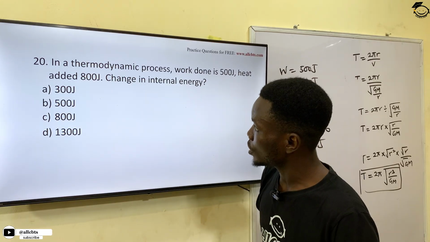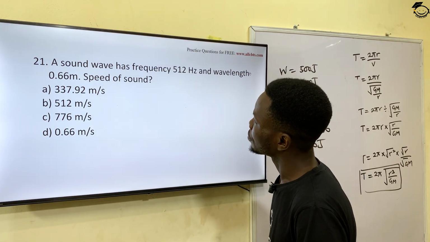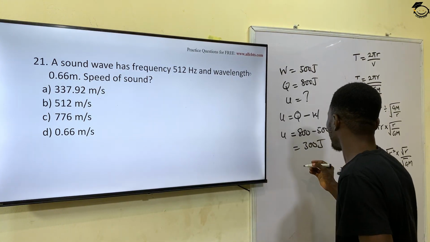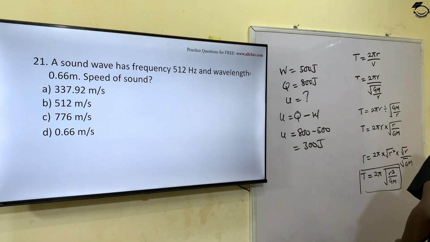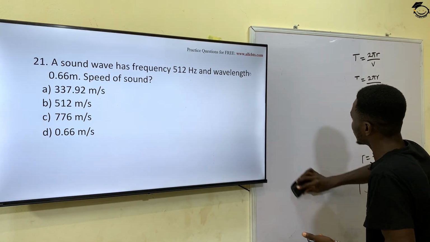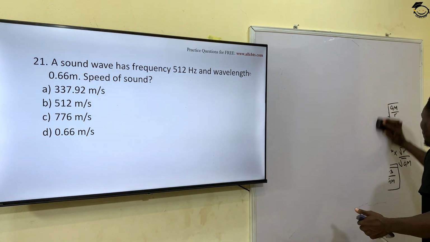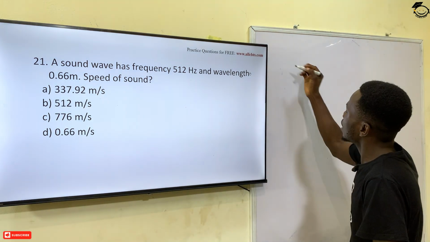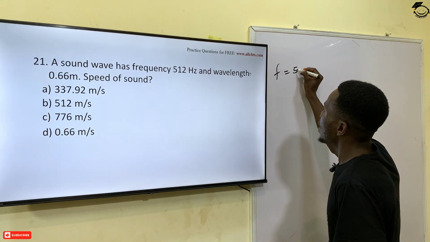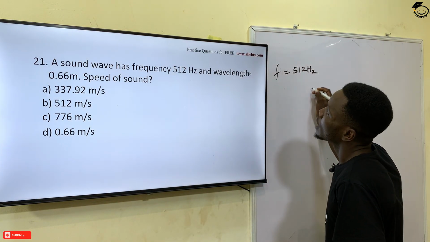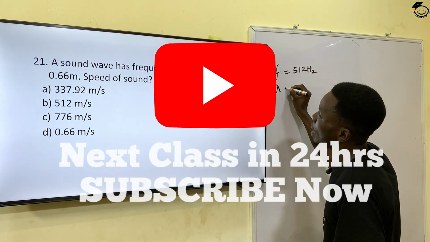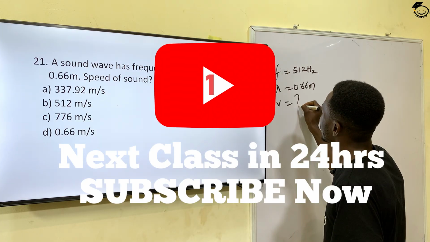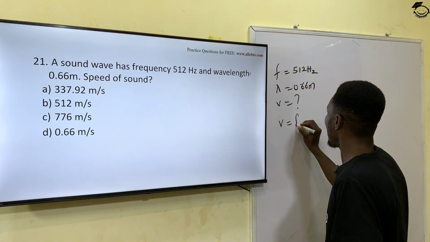So that takes us to the next question, which is question number 21. It says, a sound wave has frequency. So we are given the frequency of the sound wave, F, as 512 Hz, and wavelength, lambda, as 0.66 meters. The speed of sound is unknown. And we know that the speed of sound is equal to F lambda.